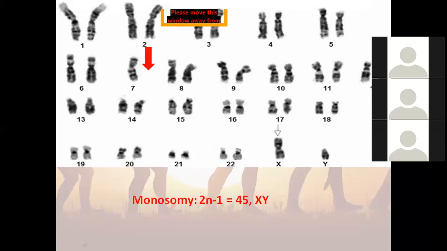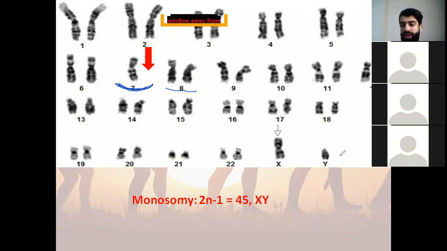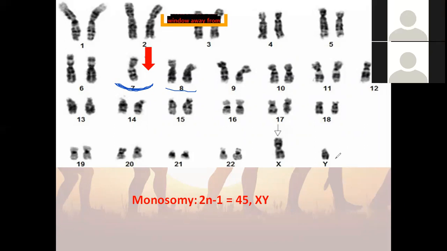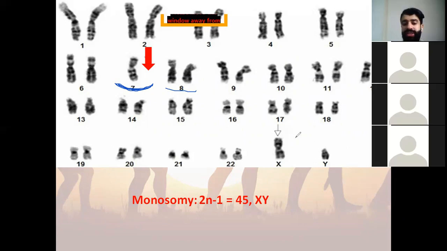The next figure is the monosomy. Monosomy means that we have a missing chromosome. Here in this figure, we have chromosome number 1, 2, 3, 4, 5 till chromosome number 23. All of them exist in 2 copies, except for chromosome number 7, where we have a missing chromosome. So this is called monosomy. Monosomy means that we have 1 chromosome on pair number 7.